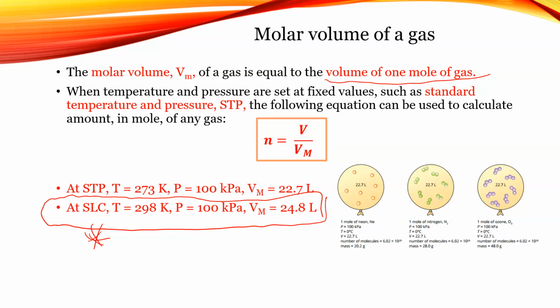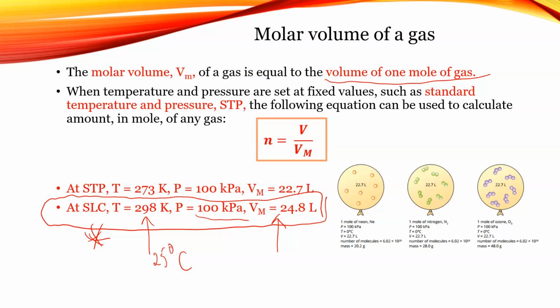So when we've got these standard laboratory conditions, standard meaning everybody understands that SLC is 25 degrees Celsius, which is 298 Kelvin, and we say 100 kilopascals pressure. That's our standard conditions. So when that's the case, 1 mole of a gas has a volume of 24.8 litres. Now we can work this out using a formula that we haven't learned yet. So I'll return to this later.